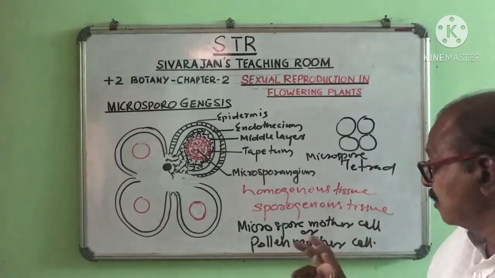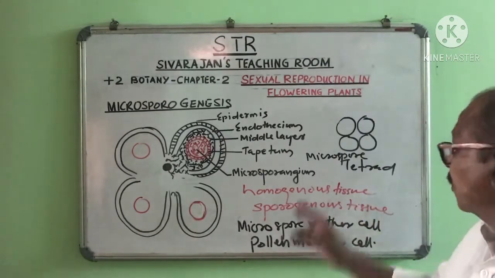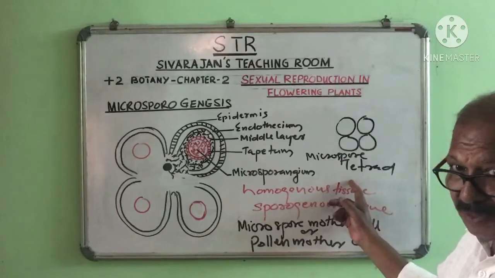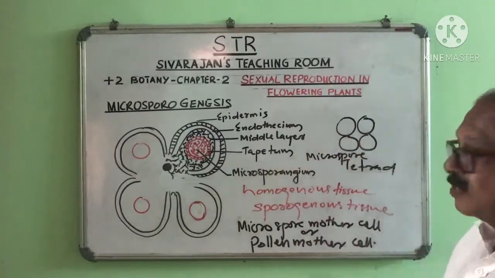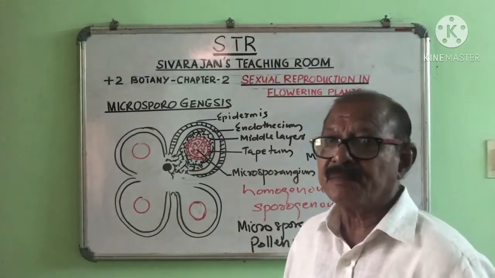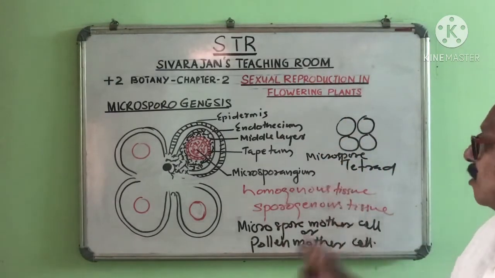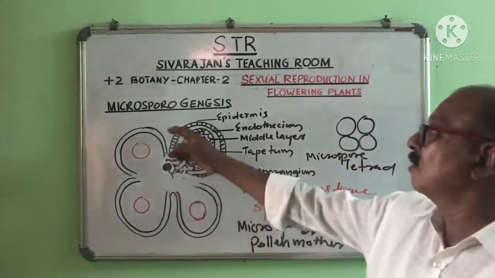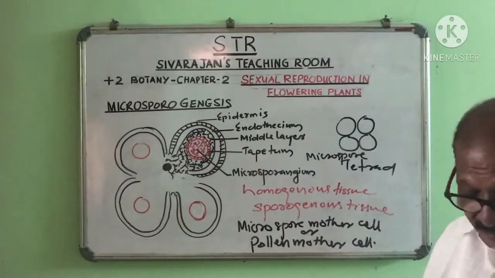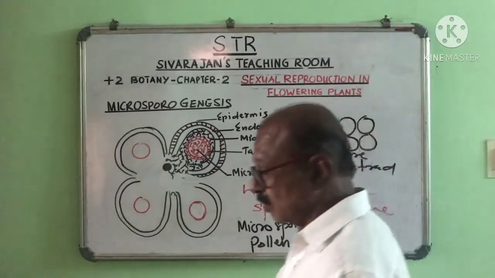All the 4 haploid cells remain together, and then it is called a microspore tetrad. On maturity, these 4 cells get separated and develop into pollen grains. This total process is called microsporogenesis.